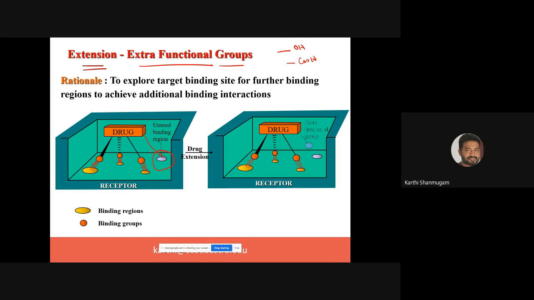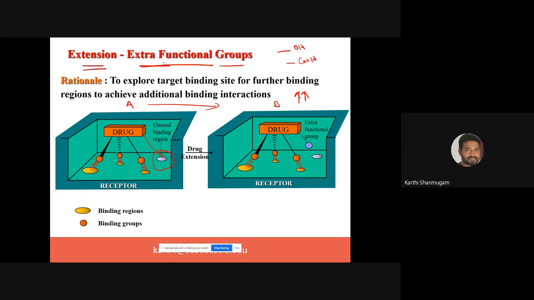See here. Now I'm going to label this as compound A and this as compound B, before the lead optimization and after the lead optimization. Which molecule will have stronger interaction with the binding site? B, sir. So for which analog can we expect more biological activity? B, right? So we achieved the improvement in the biological activity using the lead optimization technique called extension, or adding an extra functional group.